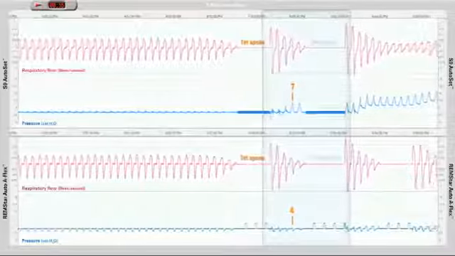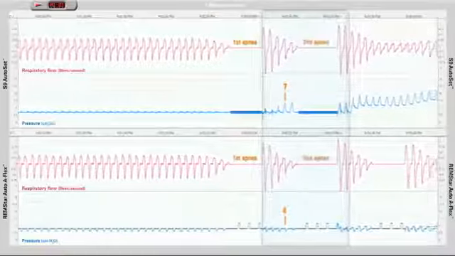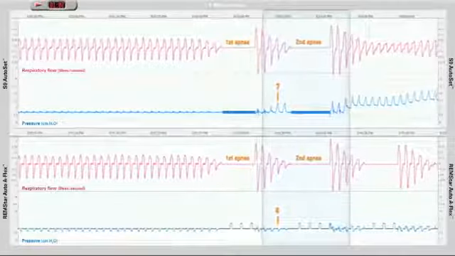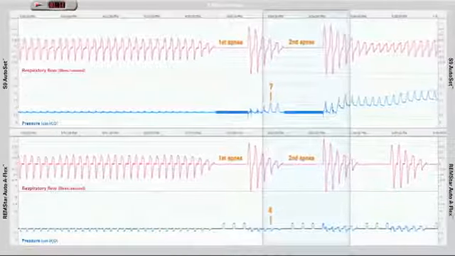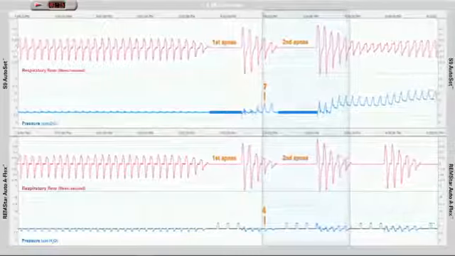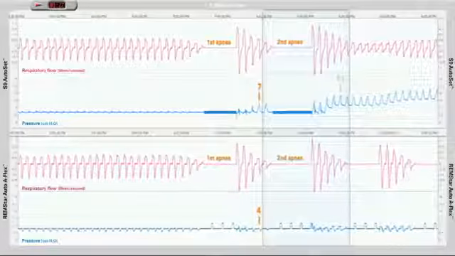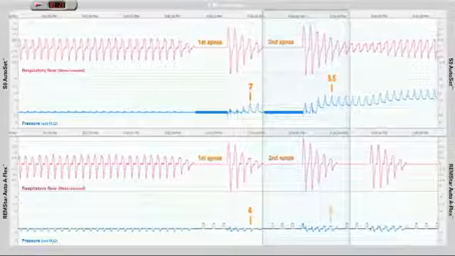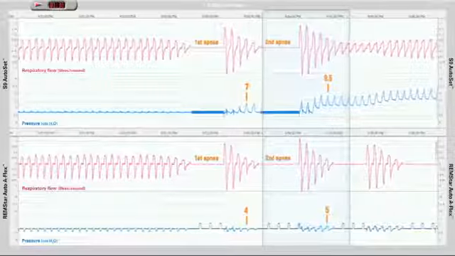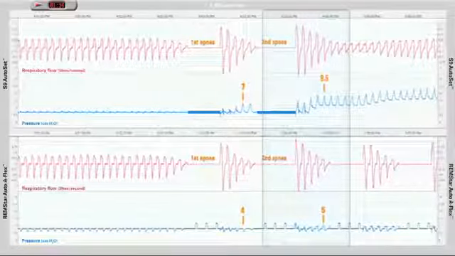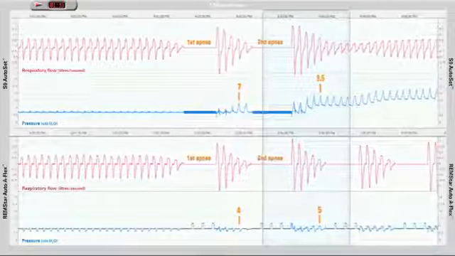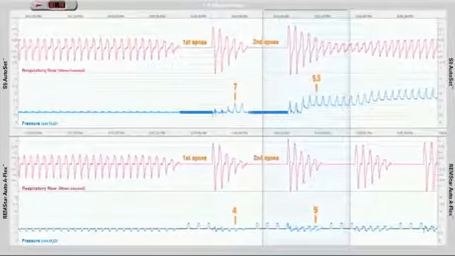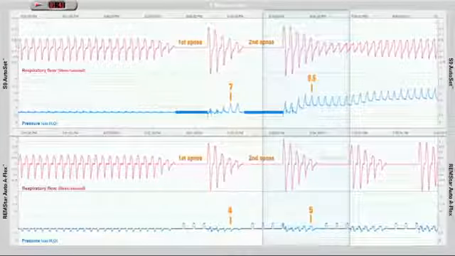The S9 AutoSet detects that the second apnea is obstructive and responds by increasing the treatment pressure to approximately 9.5 centimeters. The REMstar Auto increases the pressure by only 1 centimeter to 5 centimeters in response to the second apnea. This pressure increase is not enough to prevent the REMstar Auto patient experiencing a third apnea.